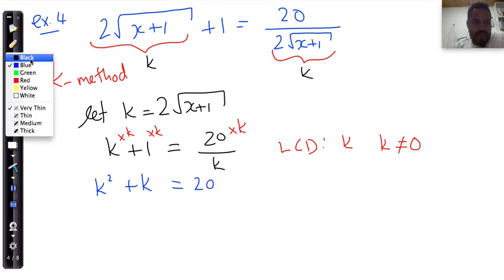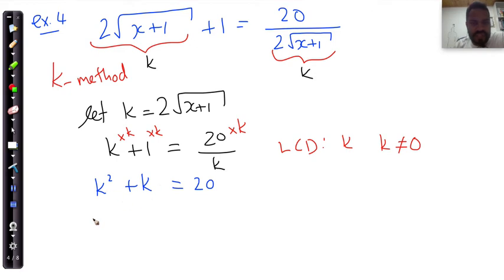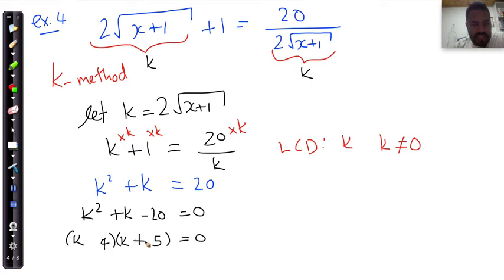So what can we do now? Now we can simply say that that's going to be K squared plus K minus 20 is equal to 0. Factors of 20 that subtract to give you 1. I'm going to break that up into K and K. That's going to be 5 and 4, so plus 5 and negative 4, and therefore K is equal to 4, or K equals negative 5.